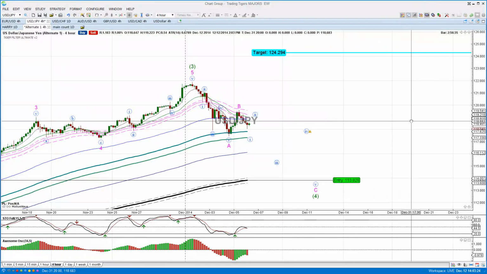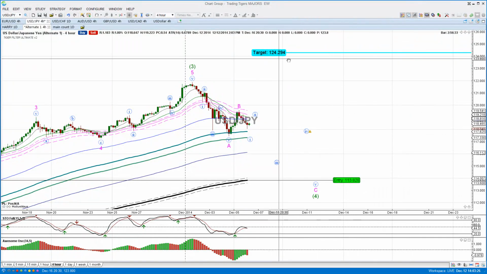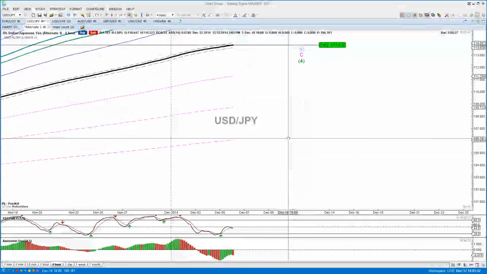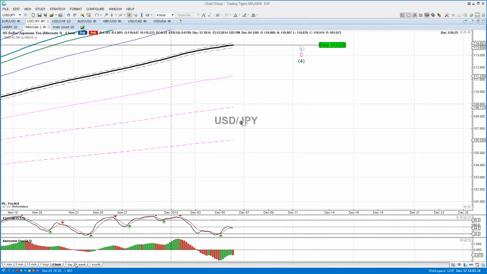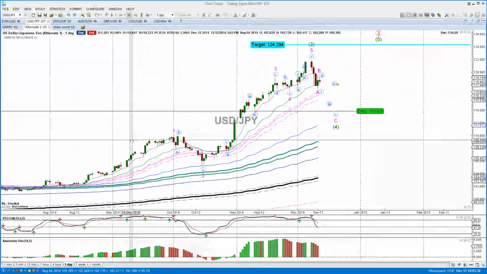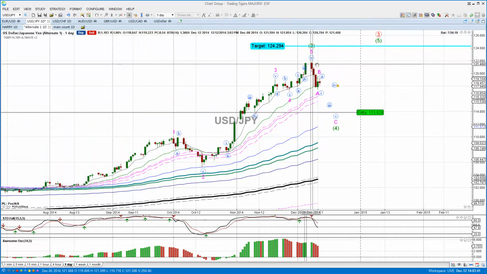113.828, and the ultimate target would be 124.295, and that would complete the wave 5. In terms of our stop loss, we haven't put it in yet because we can't see the move.